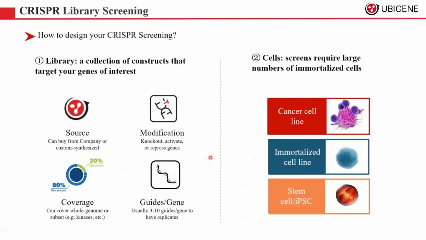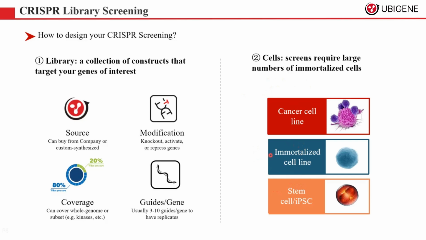Once we have got our library sorted out, we need to think about the cells we are going to use. CRISPR library screening usually involves a large number of cells. So for the cancer cells, immortalized cells, stem cells, and iPS cells are all good candidates for library screening experiments. For some groups, they may be interested in the primary cells. So can we do the CRISPR screening using the primary cells?